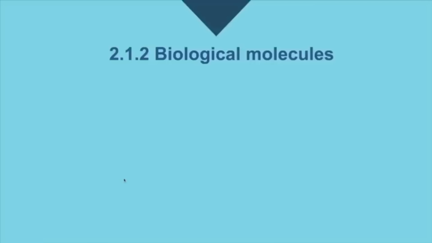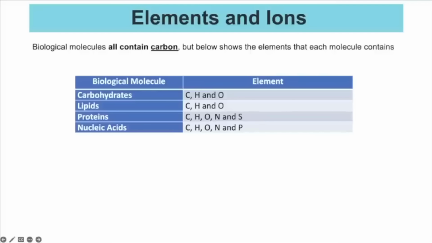Part of this chapter is 2.12 biological molecules. Biological molecules all contain carbon, but below shows the elements that each molecule contains. So in addition to carbon, carbohydrates have hydrogen and oxygen, as do lipids, but just in a different proportion. Proteins also have nitrogen and sometimes sulfur, and nucleic acids also have nitrogen and a phosphorus.